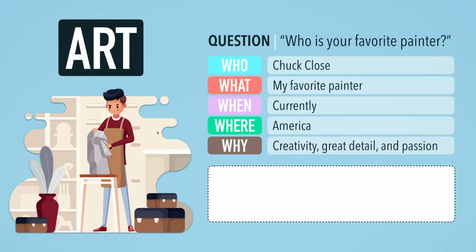So for me, who? My favorite painter is a man named Chuck Close. He's an awesome painter. So what? My favorite painter. When? Currently. Where? America. And why? Creativity, great detail, and passion. Now what happens is you organize your thoughts first before you answer the question. You see, I just organized my ideas based on the 5 W's. So now I can answer the question.